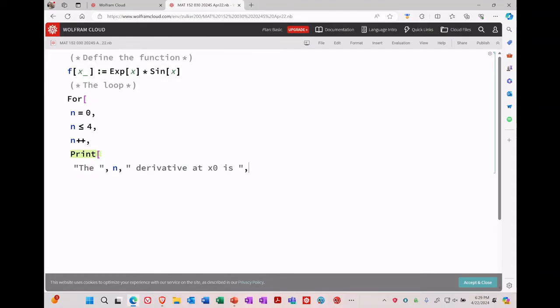And so I want to clarify what derivative I'm looking at. So I'll say like the n derivative at x naught is, and now I want to actually print out the derivative. Capital D is the command for derivative. What are we taking the derivative of? F of x.